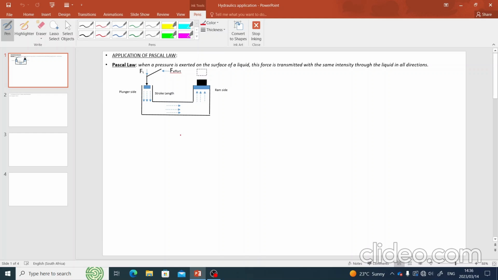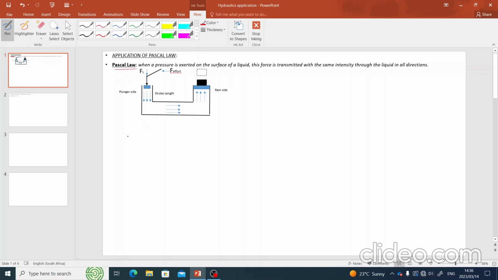And Pascal law says, this would be the definition of Pascal law, when a pressure is exerted on the surface of a liquid, this force is transmitted with the same intensity through the liquid in all directions. This is exactly what Pascal law is saying. When the pressure is being exerted, it will be transmitted with the same intensity throughout.